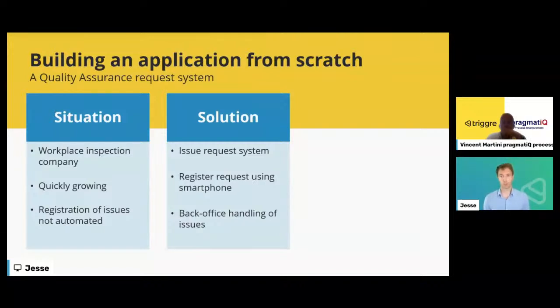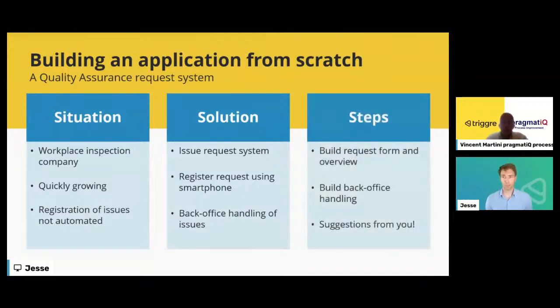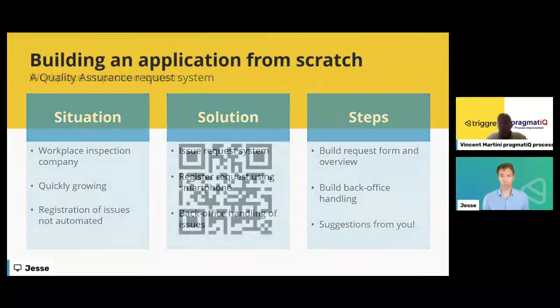And we're going to show you some back office handling of those issues in a simple way. The steps we're going to take to build that: we're going to build a request form and a simple overview that everyone can use. After that, we're going to build some back office handling. And then if there are any suggestions of things you might want to see, or questions like, oh, can we build that? Then I'll try to quickly think if I can make a smart move to build it, and I'll build it live if you have an interesting suggestion. So that's what we're going to do, a little request system for quality assurance.